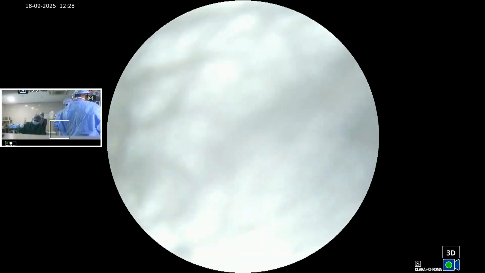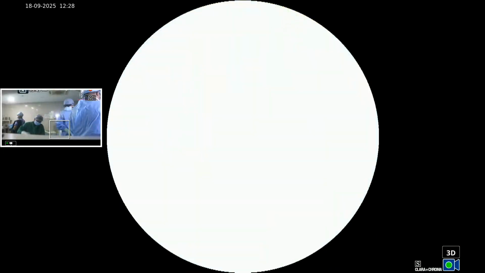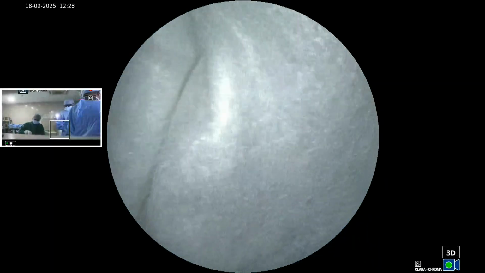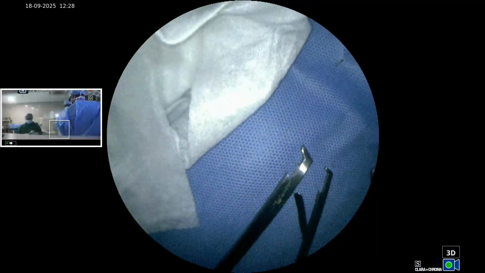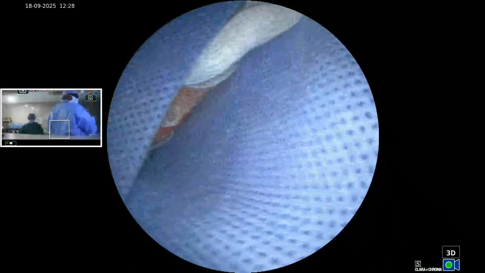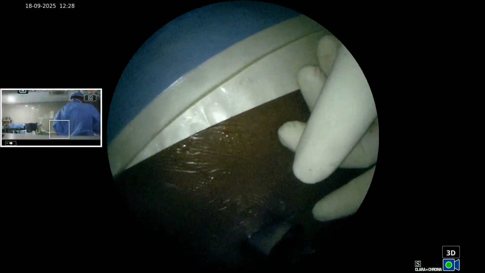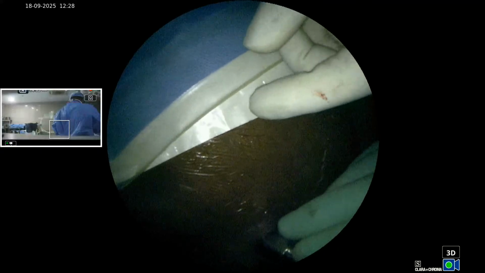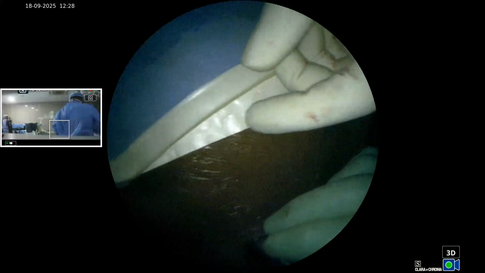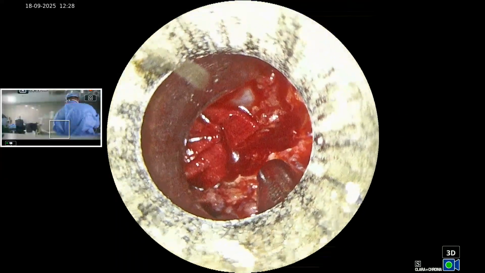So over the top we have done the decompressions of the right side. Now we have come back to the left side. Then we are approaching from the left side. Now left side foramen anatomy, decompression. Then we will go to L5-S1. So both the level 3-4, 4-5 we have done completely. Bilateral over the top decompression from the single port.